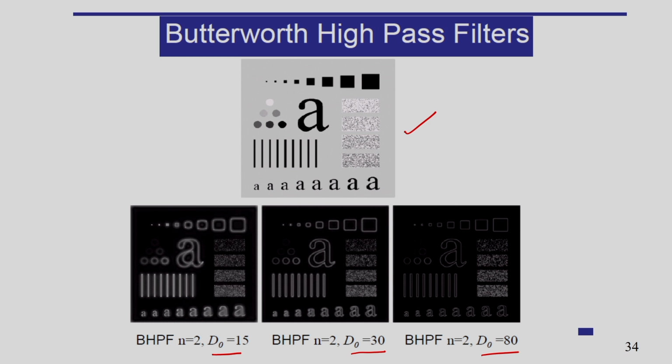But if I consider D naught is very high, then in this case I will be getting the blurred image, because that means I am considering the high frequency component as well as low frequency component. That means I am considering the high frequency information as well as some low frequency information. That is why the image will be blurred, corresponding to D naught is equal to 80.